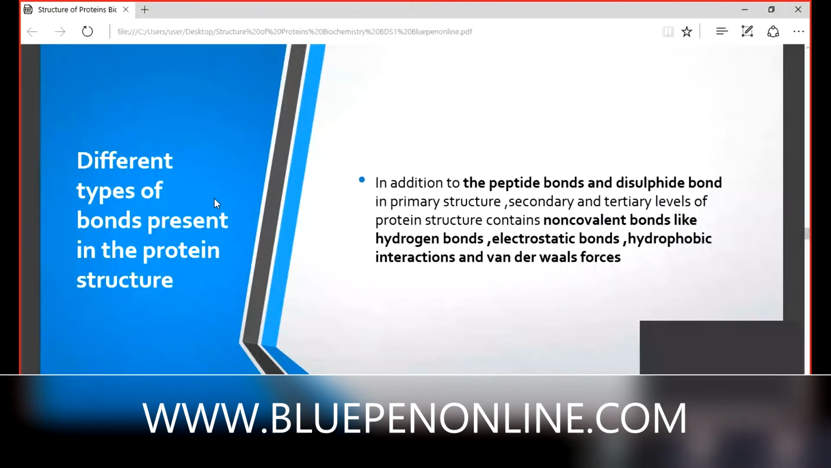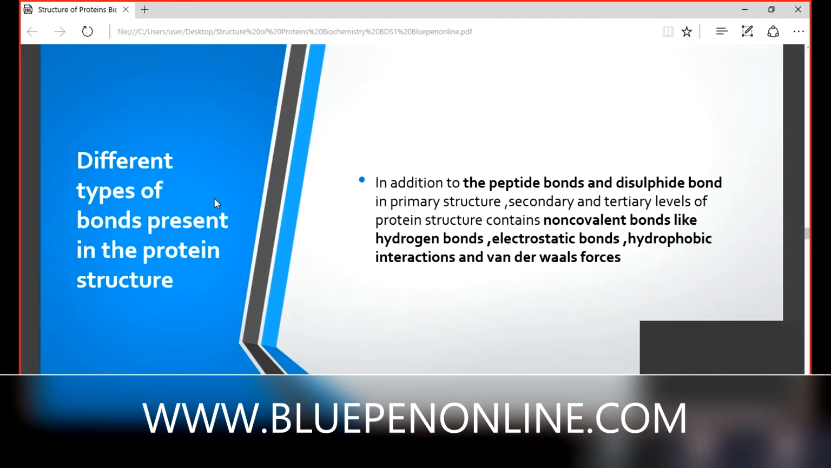We discussed it in the structure of insulin. Disulfide bond. Okay, these are the only two bonds present in primary structure. Which are they? Peptide bonds and disulfide bond.